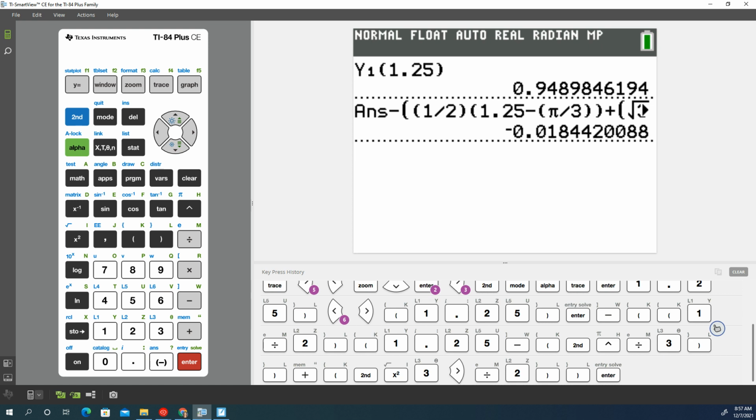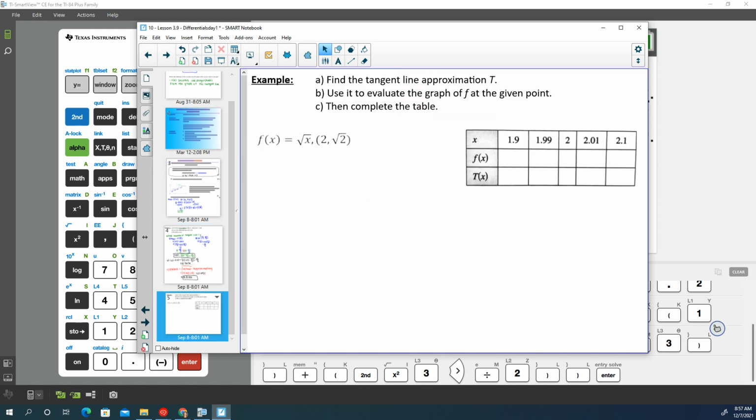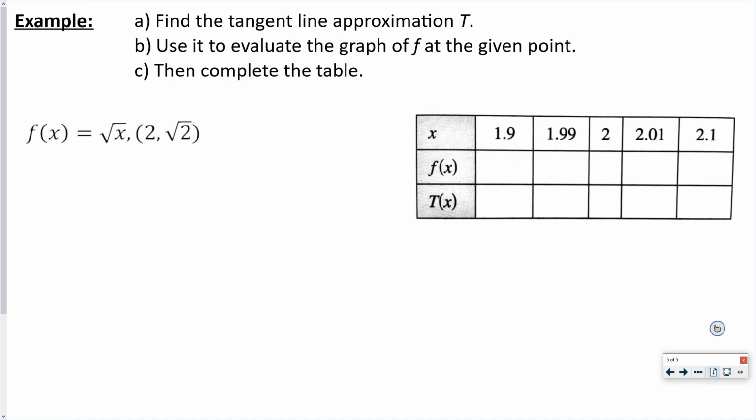Okay. That's basically all you're going to have to do for a lot of these. I don't even think you have to calculate the error in your homework. I think it's just find the linearization and then compare it to the actual real value, like in a table, similar to this one. Okay. We're just going to do one more. So this one says, find the tangent line approximation T. That's the same as the linearization.